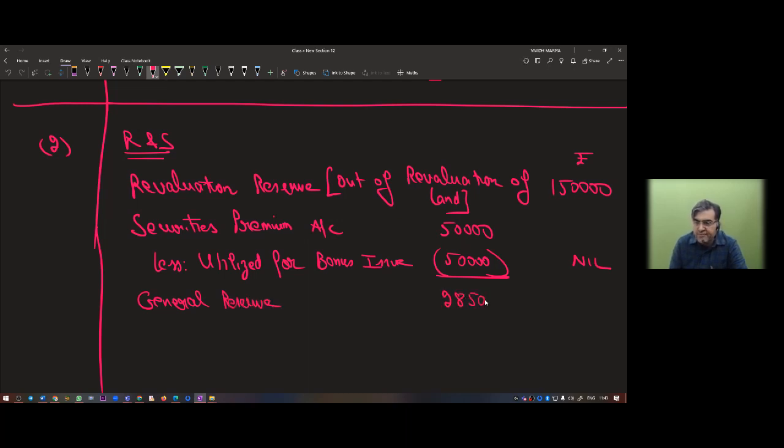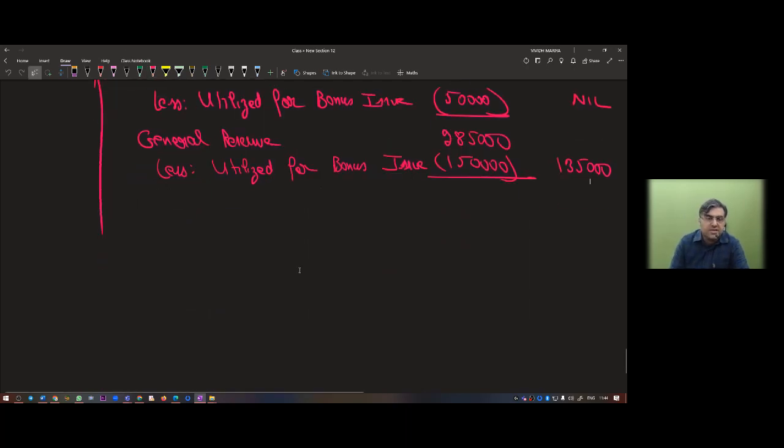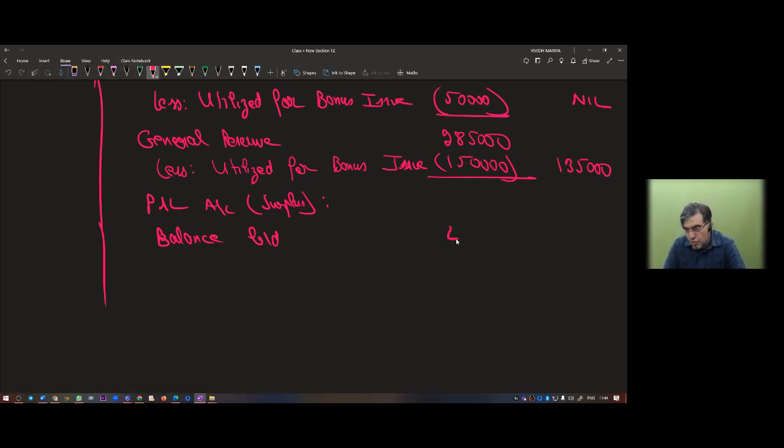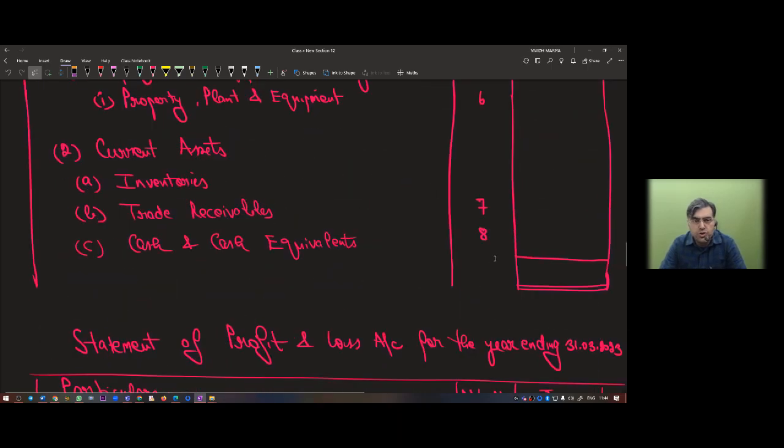General reserve 2,85,000 less utilized for bonus issue. The balance is 1,35,000. Next is profit and loss account surplus. Balance brought down, 40,000. Good detailed, beautiful question, guys.